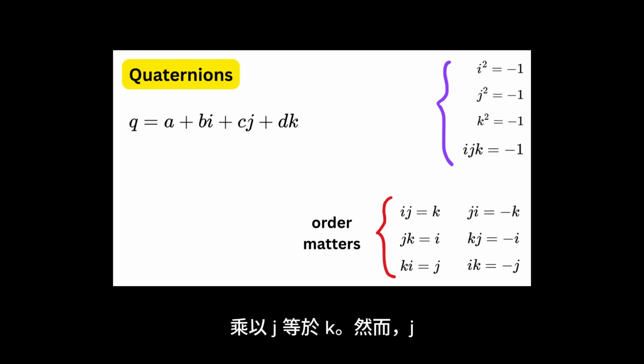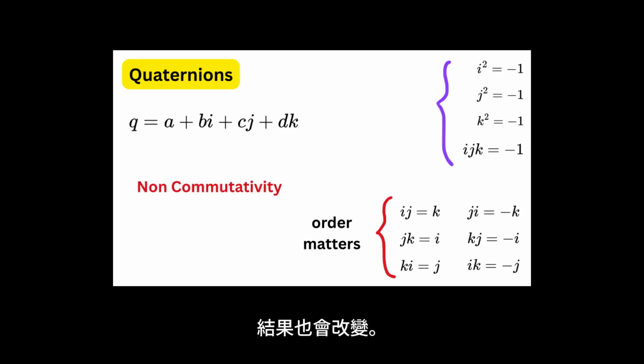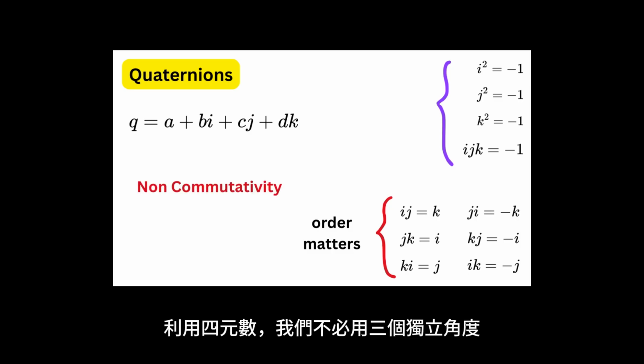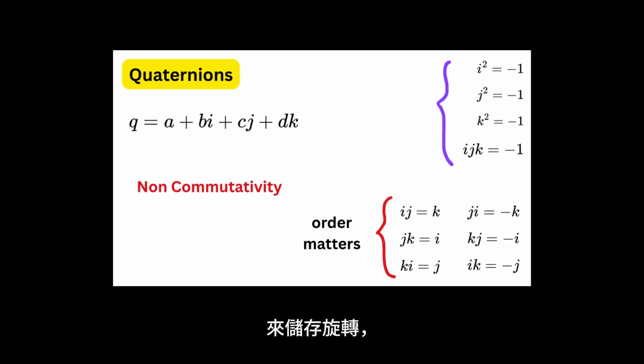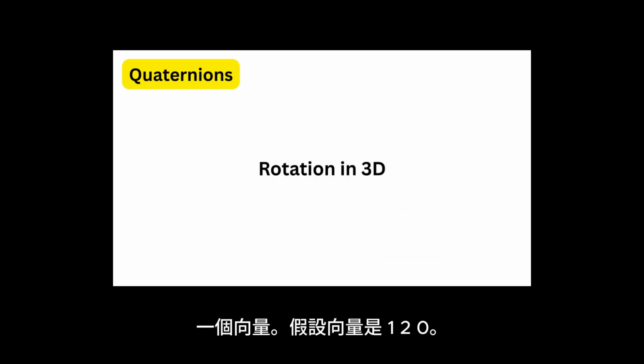However, j multiplied by i equals -k. The result changes when the order of multiplication changes. This behavior is called non-commutativity. Using them, instead of storing a rotation using 3 separate angles, we can store it inside a single quaternion. Now, let us see how a quaternion rotates a vector.